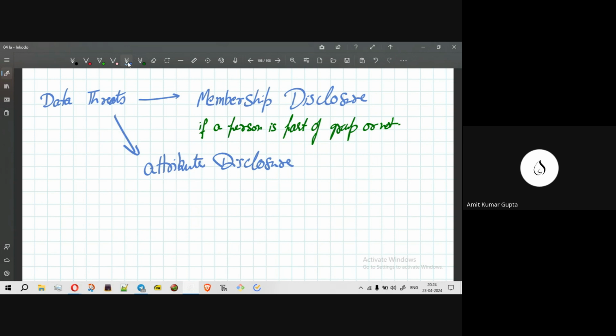So here, first is membership disclosure. The first problem is how many people belong to a certain group. If it becomes public information, then maybe it will cause me some problem. The second thing is attribute disclosure. So what is the meaning of attribute disclosure?